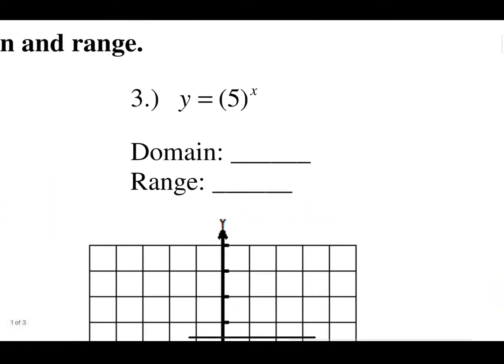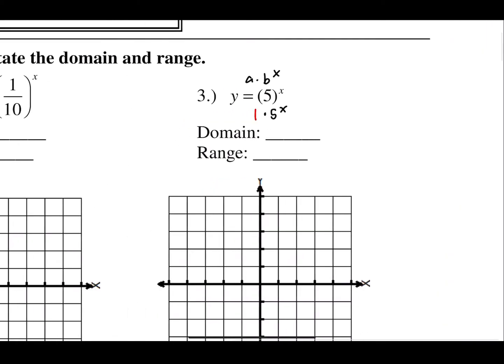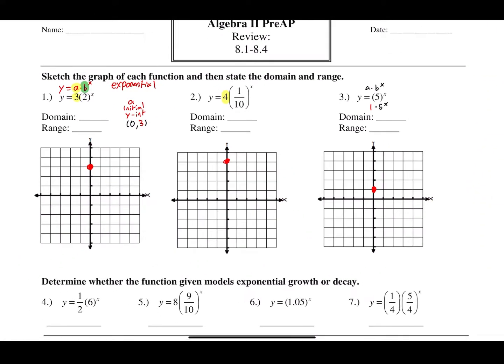The a value here, hopefully you got it. This is of the form a times b to the x, and I know this 5 is b, not a, because it's the base of the exponent x. It has nothing to do with a single constant a out front. There is a constant written out in front of this function, but it's not usually written. It's the number 1. This is 1 times 5 to the x. So, if there is no a value written, you assume it's 1. This initial value, its y-intercept, is 1.